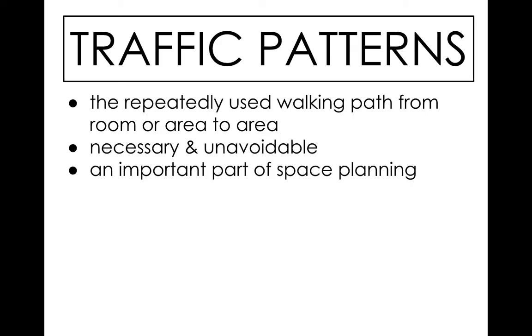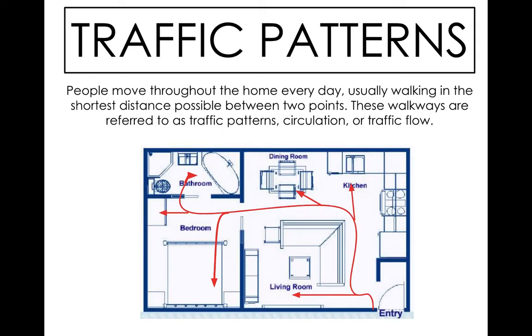But now we're going to talk about how we move from space to space, because you're going to need to get from one location to the next, and the way that we repeatedly walk is going to be what the traffic pattern is. So we usually walk in the same way from one place to the other, from one area to the other within the same room. It's necessary and it's unavoidable, and it's really important when it comes to the planning out of your space. Okay, so people move throughout the home every day, usually walking the shortest distance possible between 2 points. So these walkways are referred to as traffic patterns, circulation, or traffic flow.